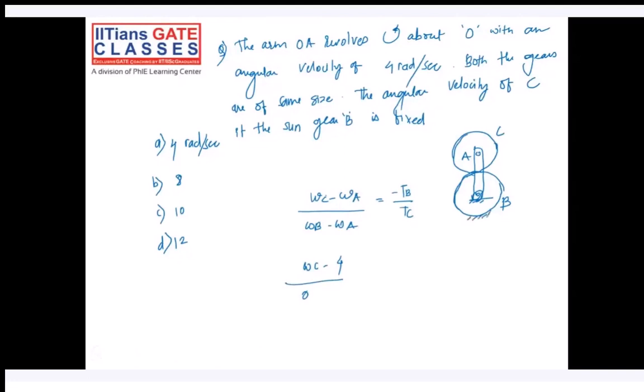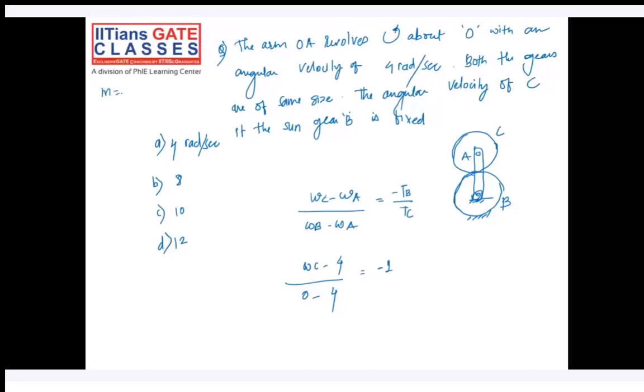So 0 minus 4 is equal to minus 1, because TB and TC are the same. The sun and planet gear are of the same size, or the same number of teeth. Because they are of the same size, their diameter is the same, and they are in mesh with each other, so their module is the same. If module and diameter are the same, the number of teeth are also the same. Module is equal to D by T, right?